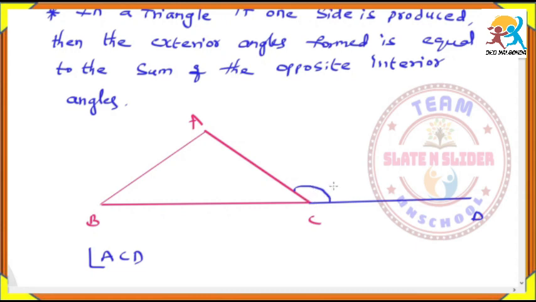Suppose this is x degrees, then this will be how much? These two angles are on the same straight line, so these two angles are called a linear pair. So definitely the sum of these two angles is 180 degrees. So it will be 180 minus x degrees, and this is y and this is z.